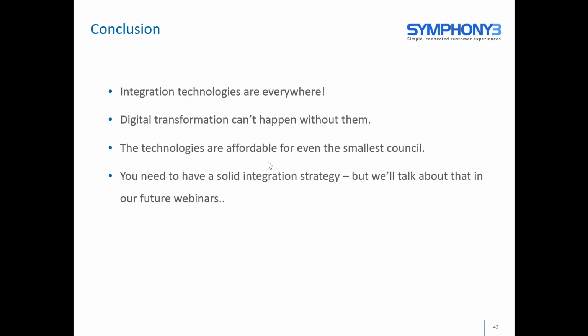So you shouldn't be precluded from looking at these technologies because you think you're too small or you can't afford it. And then, I guess what we'll get to in future webinars, obviously you need to have a solid integration strategy and you need to plan out what you're going to do and how your information management is going to work. But we'll discuss that when we get into more detail in future webinars.